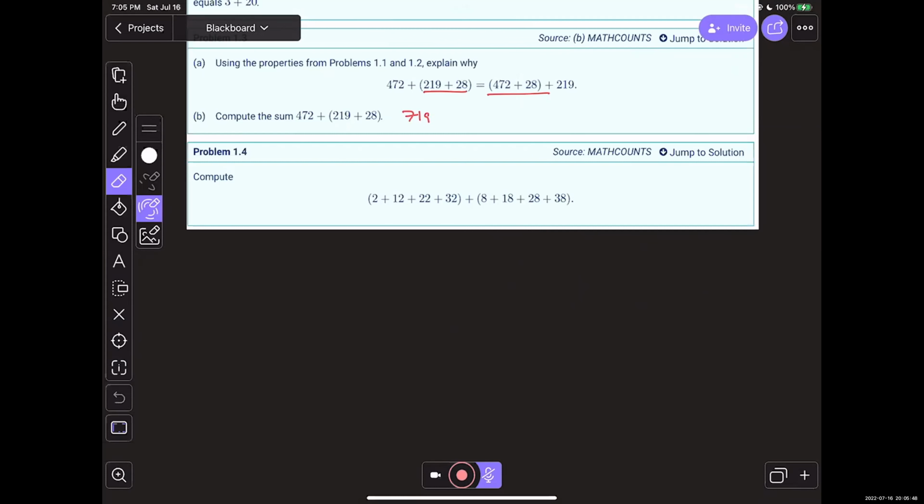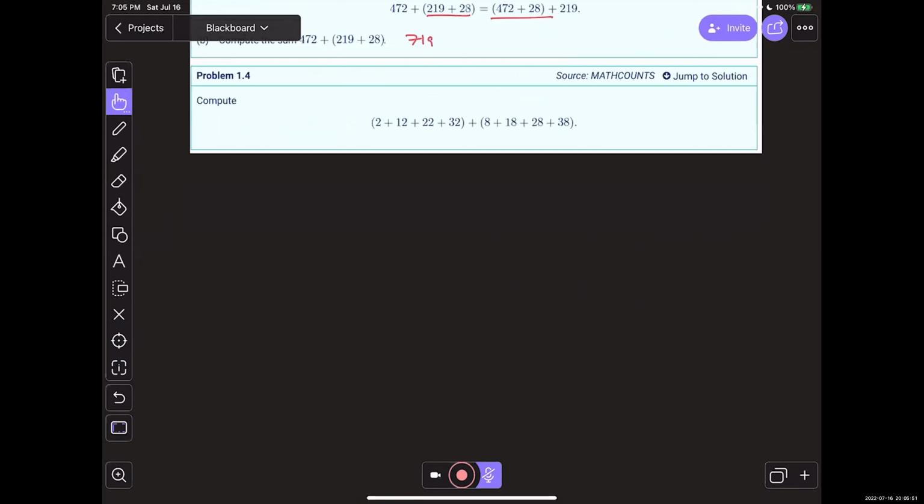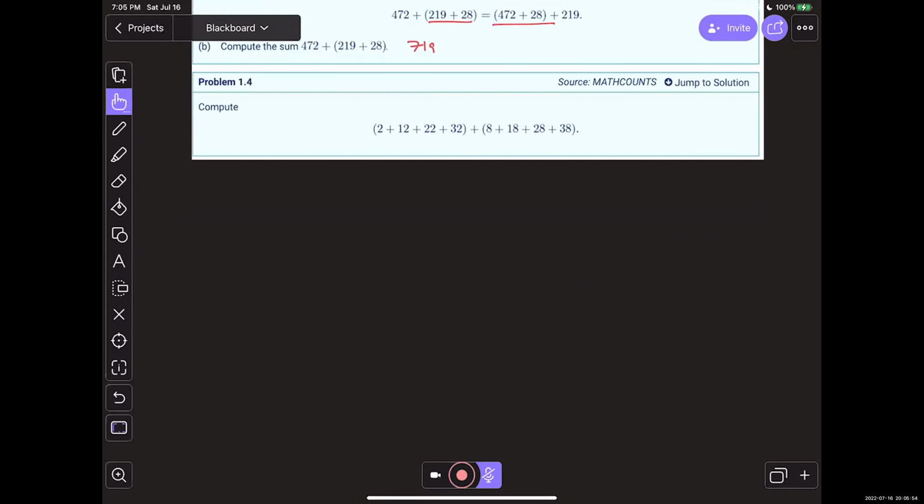I was just looking at this problem and then I noticed an easy way to compute it. Can you go ahead and read the question first? Compute parentheses 2 plus 12 plus 22 plus 32 plus parentheses 8 plus 18 plus 28 plus 38. So what is the easy way to do this? The direct way would be to add up these four numbers, add up these four numbers, and then add both of them together. But we don't want to do that, right? What do we want to do instead?